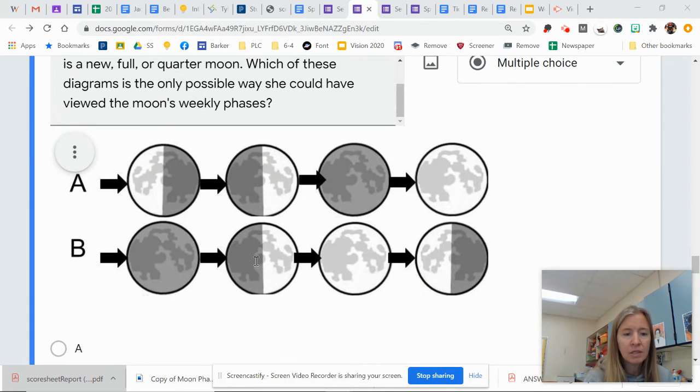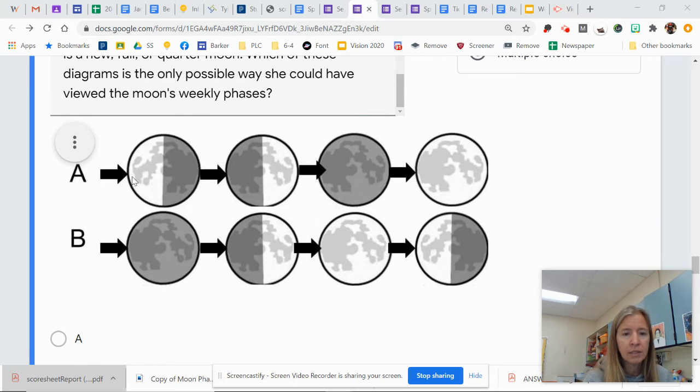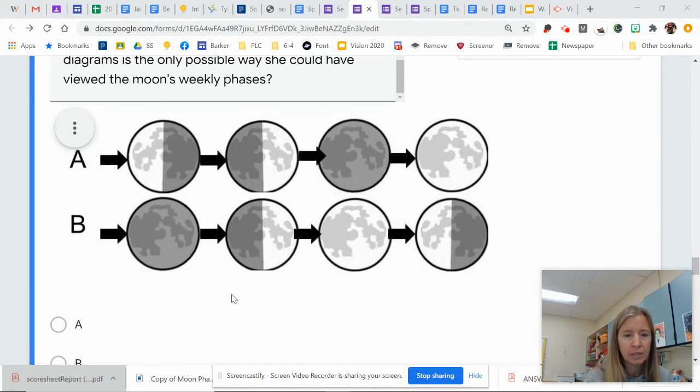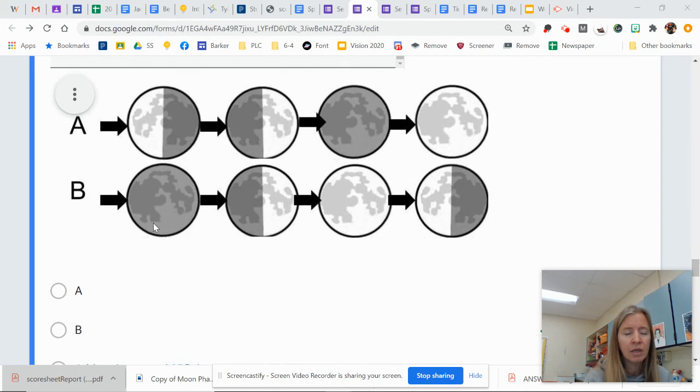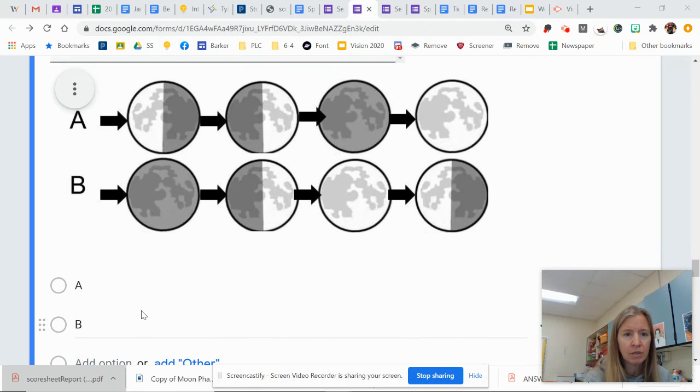So if you look at these two drawings, only one of them would be correct. So when you think about, like if you start here with this moon and you know what phase that is, would this be the next moon phase? So really when you look at these, there's only one possible answer. So you're probably going to want to pause the video so that you can talk through what phase each of those are and which one would be your only possible answer.